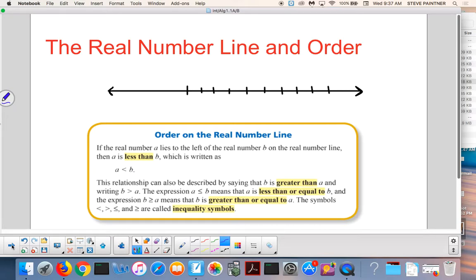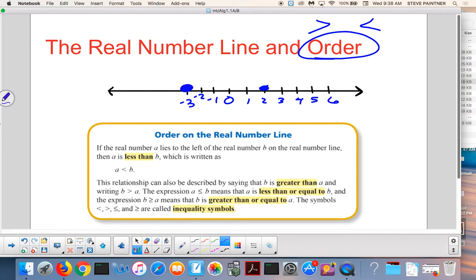Okay. Here's again the real number line, and not only that, but we're going to use order, and order talks more about this greater than or less than. Okay. So let me just do this quick. I'm going to put a 0 there. 1, 2, 3, 4, 5, 6. I'm going to go like this, and then I'm going to go like this.